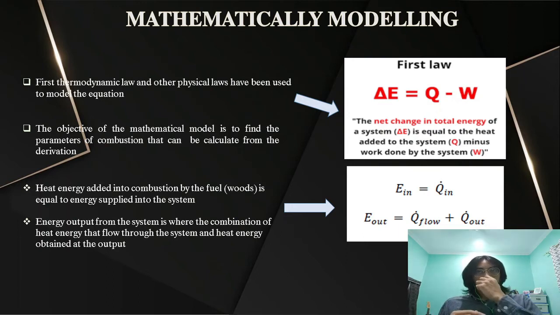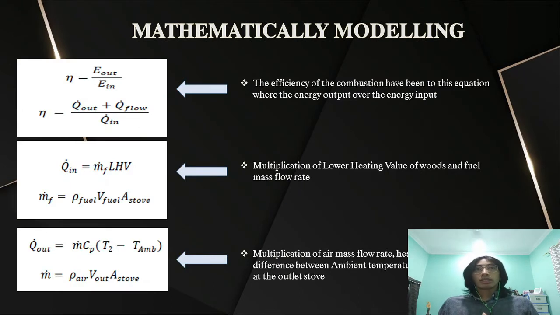Energy in is the heat energy added into the combustion, while the energy output from the system is the combination of the heat energy that flows through the system and the heat energy obtained at the output. Next, the efficiency of the combustion is the energy output over the energy input. Q in is the multiplication of the lower heating value (LHV) of wood and the fuel mass flow rate. Q out is the multiplication of the air mass flow rate, heat capacity, and the difference between ambient temperature and temperature at the stove outlet.